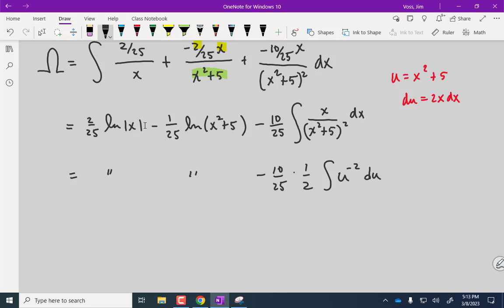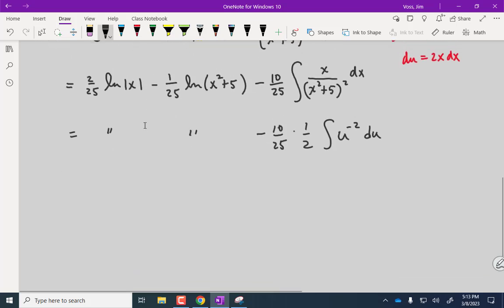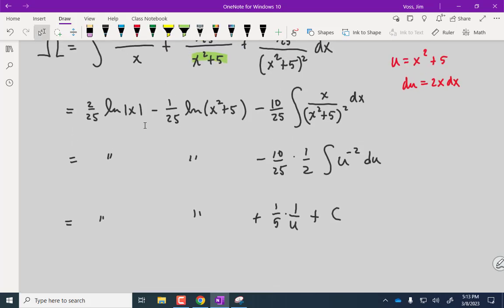Add 1, divide. These stay the same, and this simplifies to negative 1/5. Then u to the negative 1 divided by negative 1 becomes plus 1 over u plus C. Then we just plug in u, which is x squared plus 5. Yeah? That's exactly what I got.